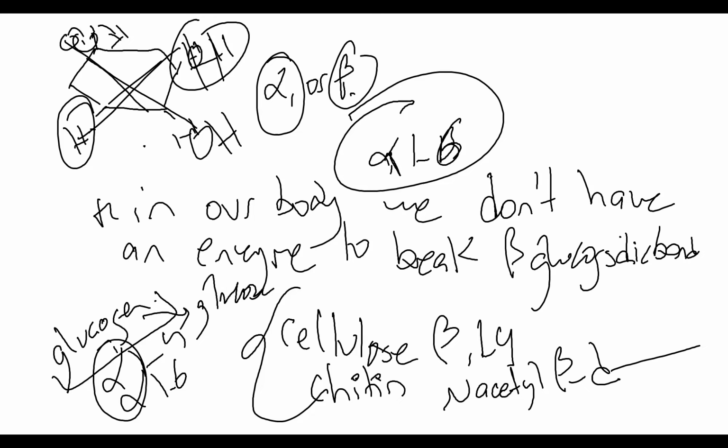If we can't digest cellulose and chitin, how do we get dietary fibers from them? You mean like we get fibers from cellulose because usually your grandma tells you, oh, eat cucumber and green plants to get fibers. Okay, I tell you why.